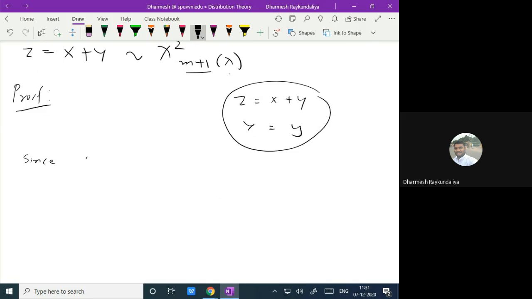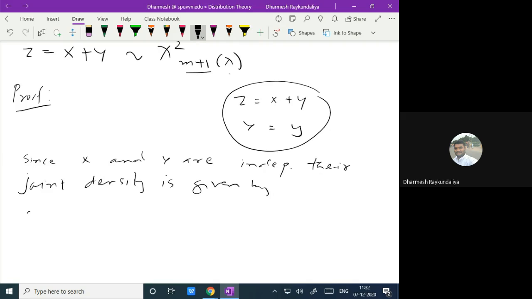Since x and y are independent, their joint density is given by f_XY(x,y) is equal to f_X(x) into f_Y(y).